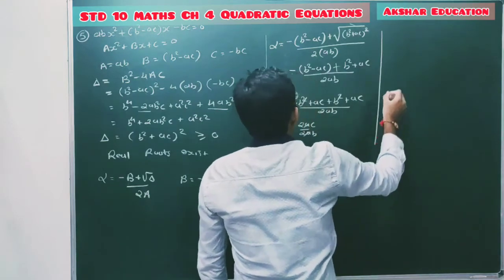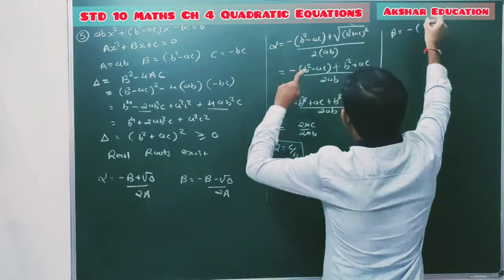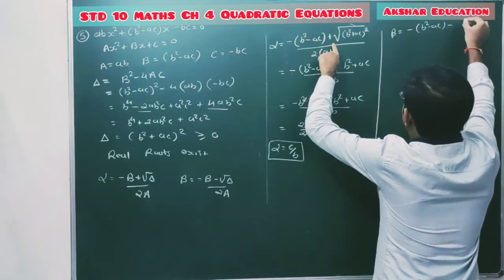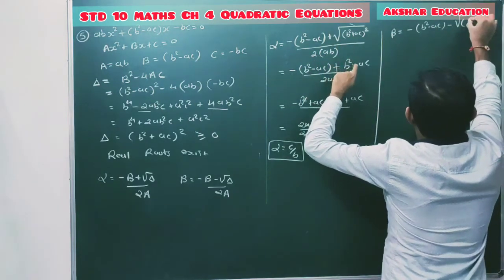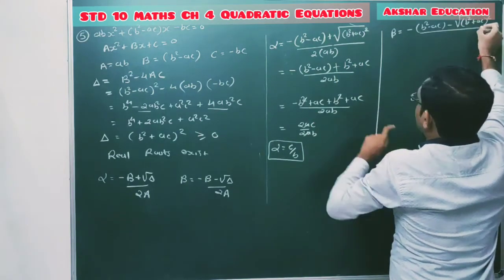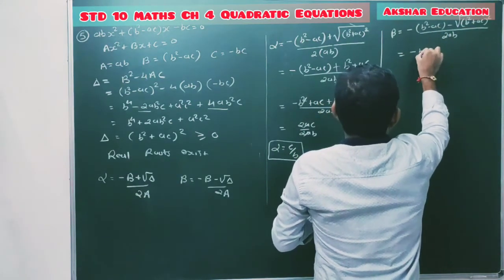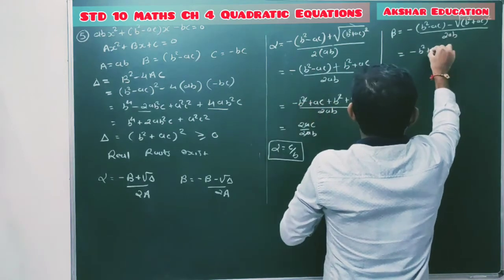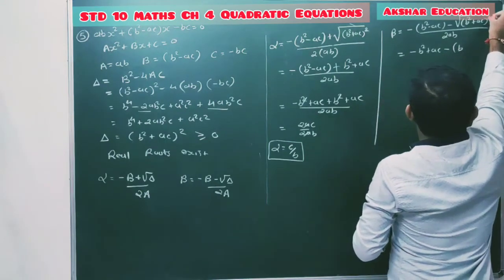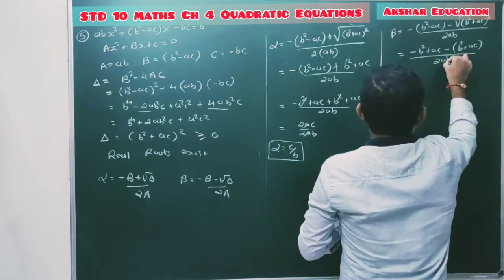Second root, that is our beta. Beta is minus b square minus AC. Now minus sign, square root of b square plus AC whole square divided by 2AB. So this is equal to, open this bracket, minus b square plus AC, this will be minus, square root will be cut, so it's b square plus AC upon 2AB.